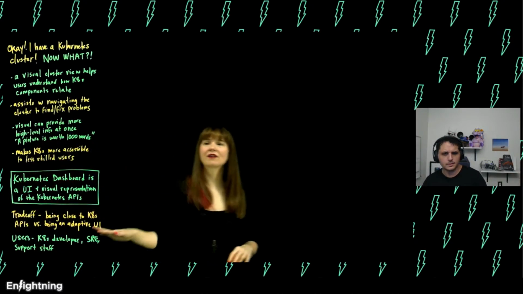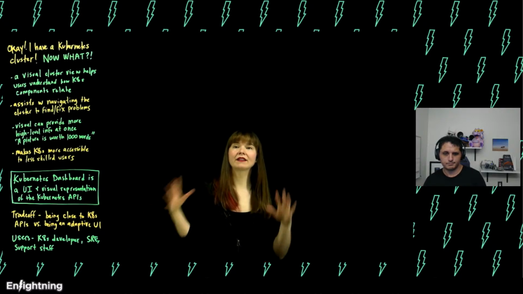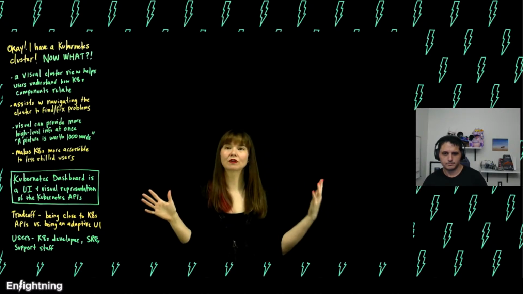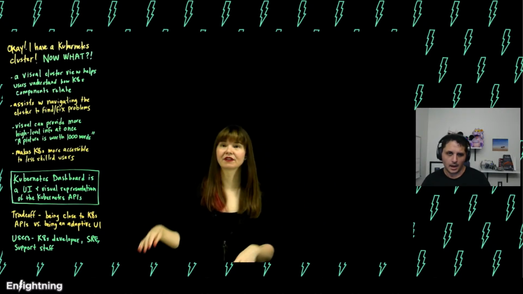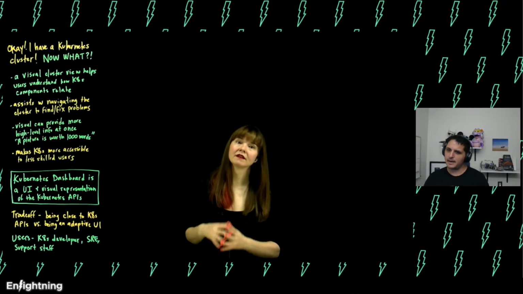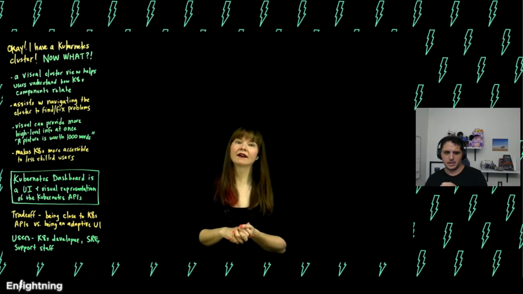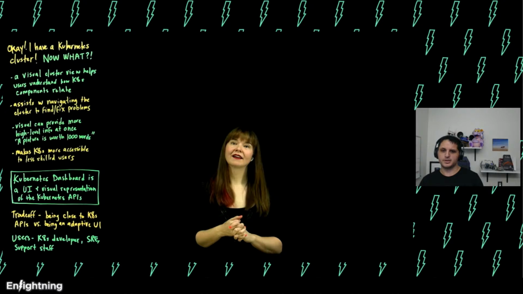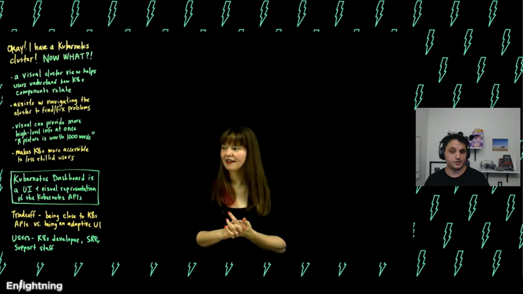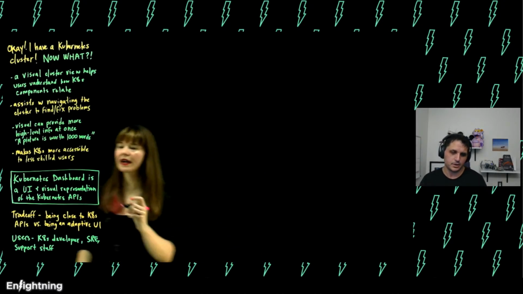Do they all interact with the dashboard in the same way? Like, do they all have the same views, or is it different? I think ideally they would have different views, but because the Kubernetes dashboard is just a representation of the API, they all see the same thing.